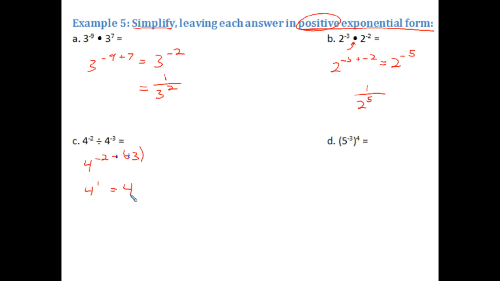And part D, this is a power raised to a power. We know we're going to multiply. So negative 3 times 4. So that's 5 to the negative 12. And again, we can't have a negative exponent. That's not simplified form, so we move that to the denominator, 1 over 5 to the 12th.